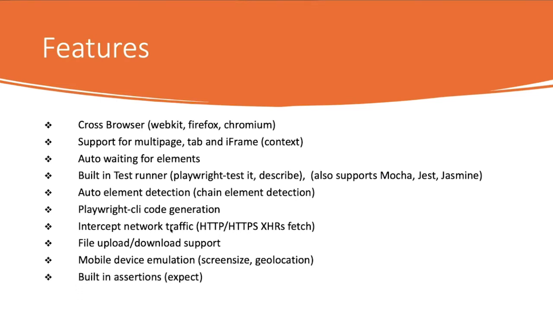Built-in assertion. So I mentioned earlier that you can integrate this with Chai, which is probably the most popular assertion library, but it does have its own built-in assertions as well. So you can use standard expect element contains or expect a particular button to be disabled or enabled for that sort of thing, and that's all built in. So that's some of the core features.